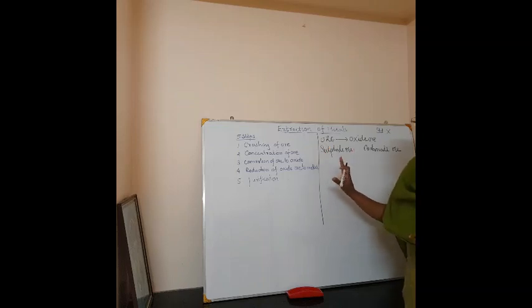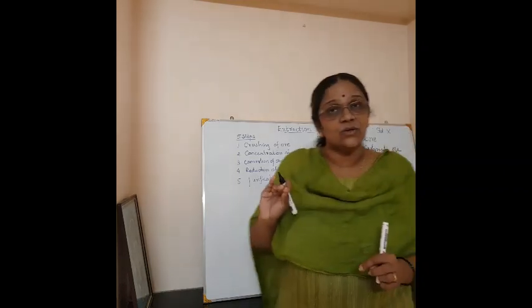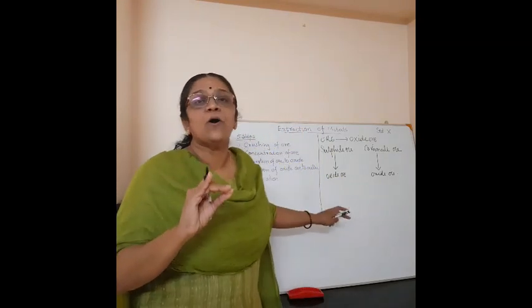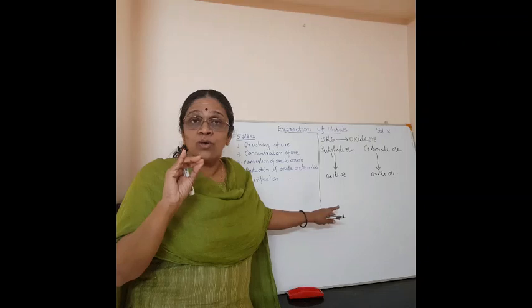Now what you have to do is convert the sulfide ore into oxide ore, as well as the carbonate ore into oxide ore. So why is the oxide ore very important? Because if the oxide ore is there, it is very easy to reduce it to the corresponding metal by reduction. That is why the oxide ore is preferred.